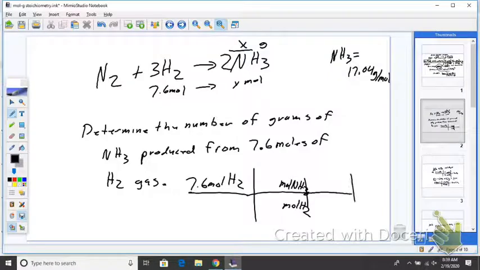Then, now that I got moles of NH3, guess what I can do? I can go to grams of NH3. So in here should go 3 and 2. In here it should go 1 and 17. And then you have your answer.